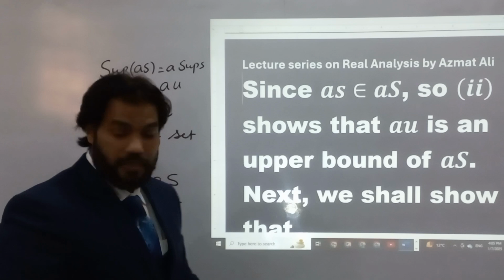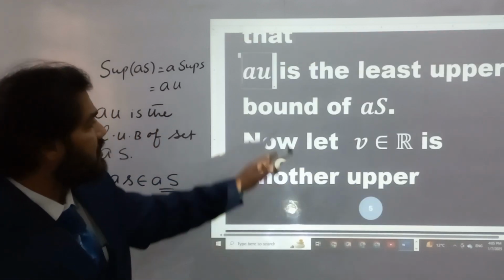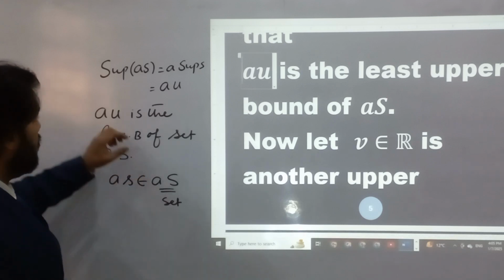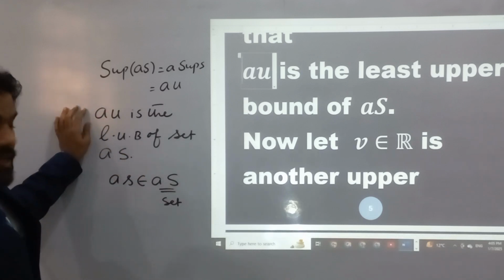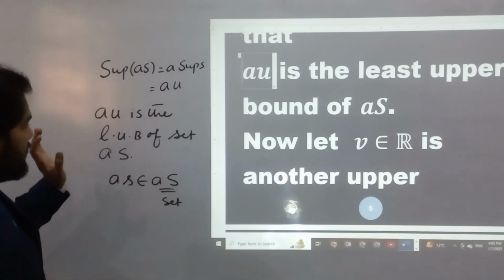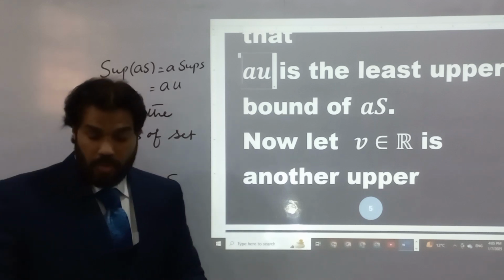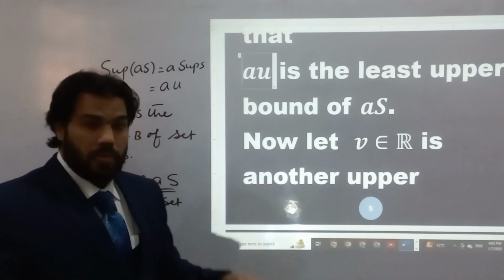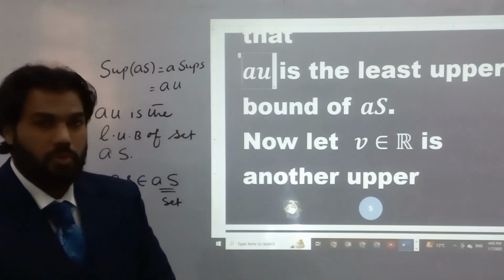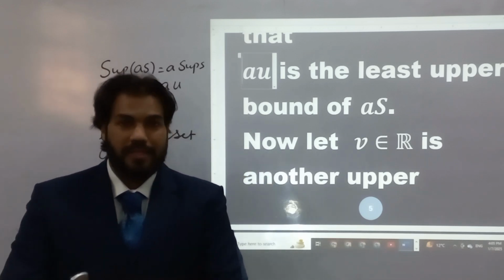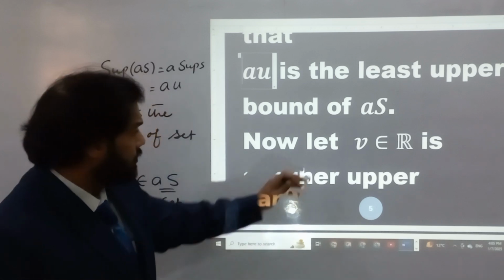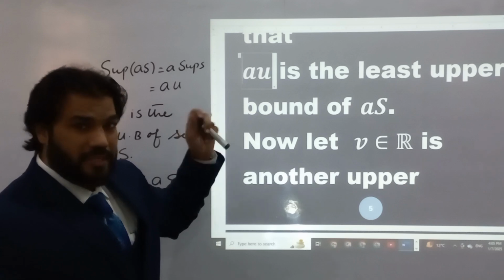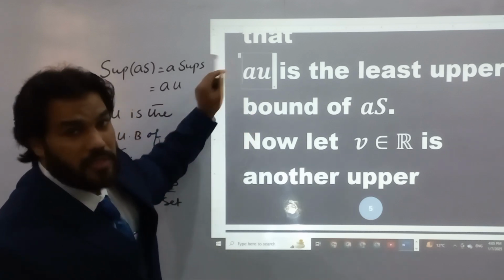Next we shall show that AU is the least upper bound of AS. That was our final target. How will we show that AU is the least upper bound of set AS? We suppose there is another upper bound V which is greater than this upper bound. Then in this case we say AU will be the least upper bound.